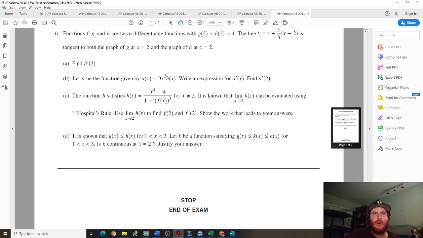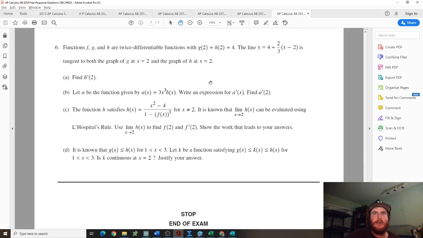And then here, question 6, again, was kind of that same concept where in this case, they gave us g of 2 equals h of 2 equals 4. And they gave us some line y equals 4 plus 2/3 x. They asked us for a derivative. And then they ask us for this, if we have a of x equals 3x cubed h of x, write an expression for a prime. And a prime of 2 based on this. So remember, h prime of 2, they gave us, or we found it in part A. And so you're just kind of using that as you go through it.